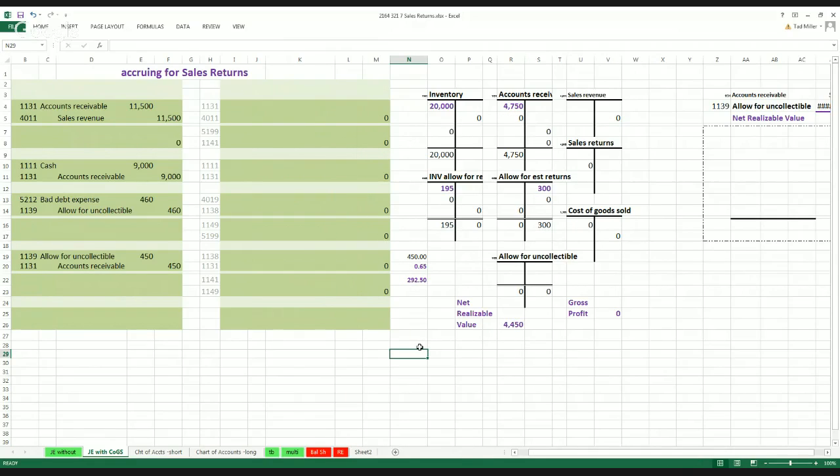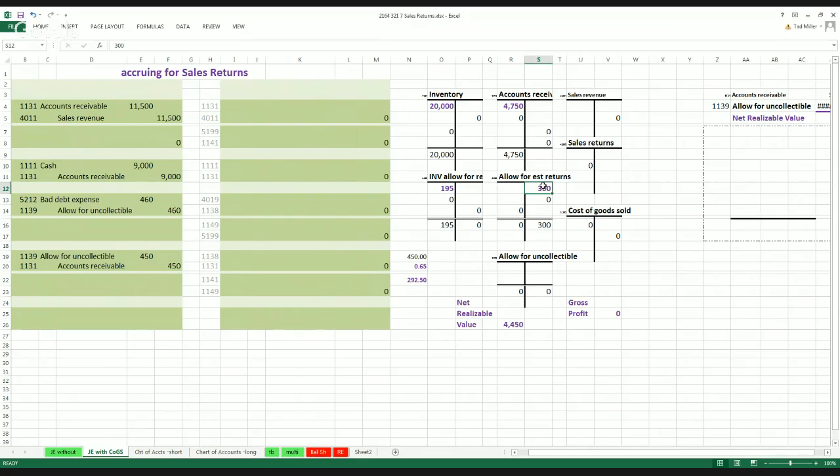Now to set the problem up, if I'm going to have sales, I need to have some inventory. So I start out with $20,000 worth of inventory. I start out with some accounts receivable. I just made those up to start with something. The book tells me that we have $300 in our allowance for estimated returns. So we're saying, well, our customers owe us $47.50, but we're not going to see it all because we fully expect that some of them are going to return goods. How many? I don't know.